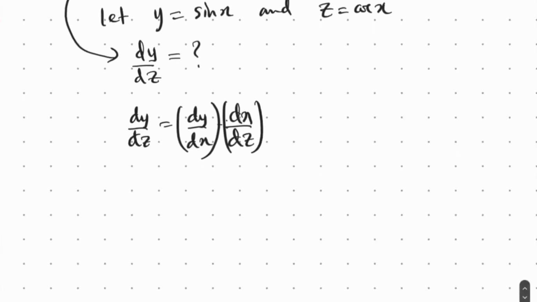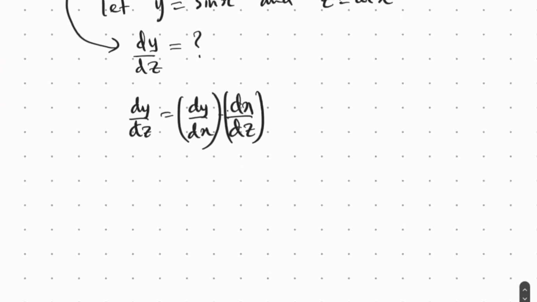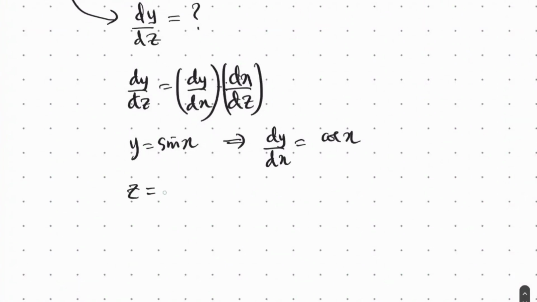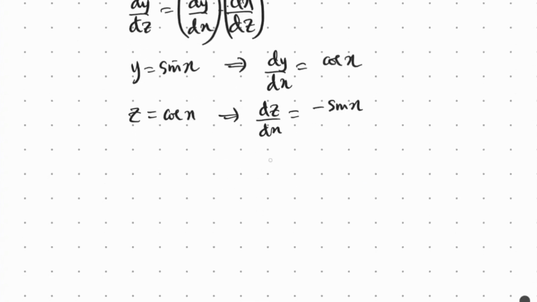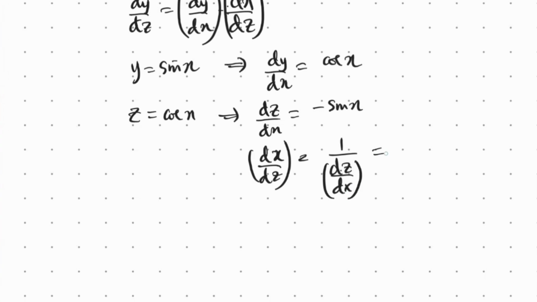And if you look carefully, since I know y is equal to sine x, I can get from here dy over dx, which is going to be simply cos x. And also I know z is cos x. I'm going to first get dz over dx from here, which is going to be minus sine x. And since I know dx over dz is equal to 1 over dz over dx, that part is going to be 1 over minus sine x.